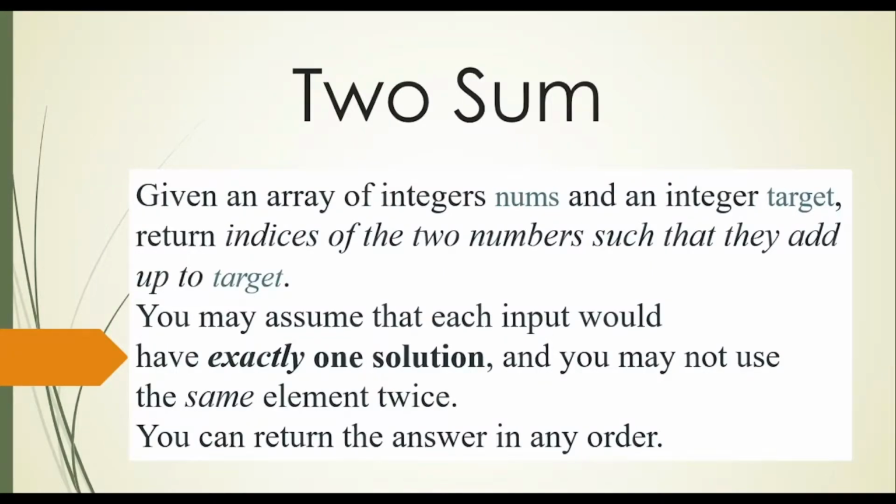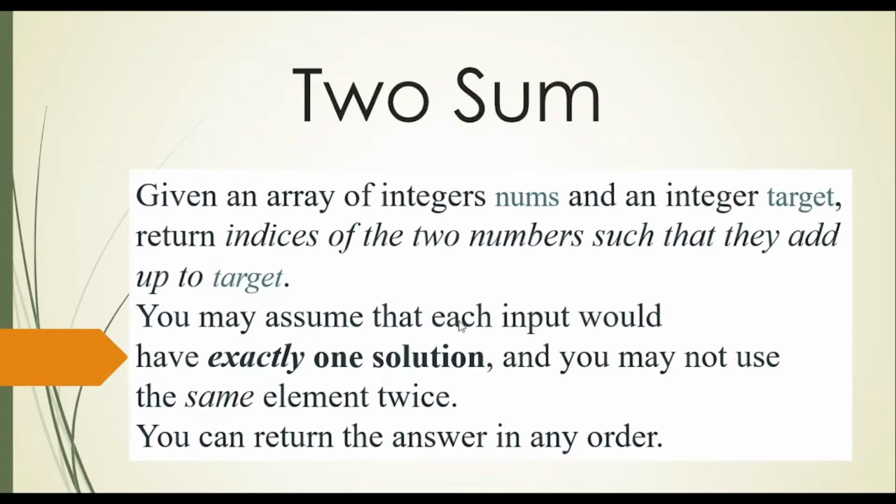So in today's video we would be discussing a scenario that is the two sum problem. So basically what is that? You are given an array of integers, the name is nums, and an integer target. Return the indices of two numbers such that they add up to the target.